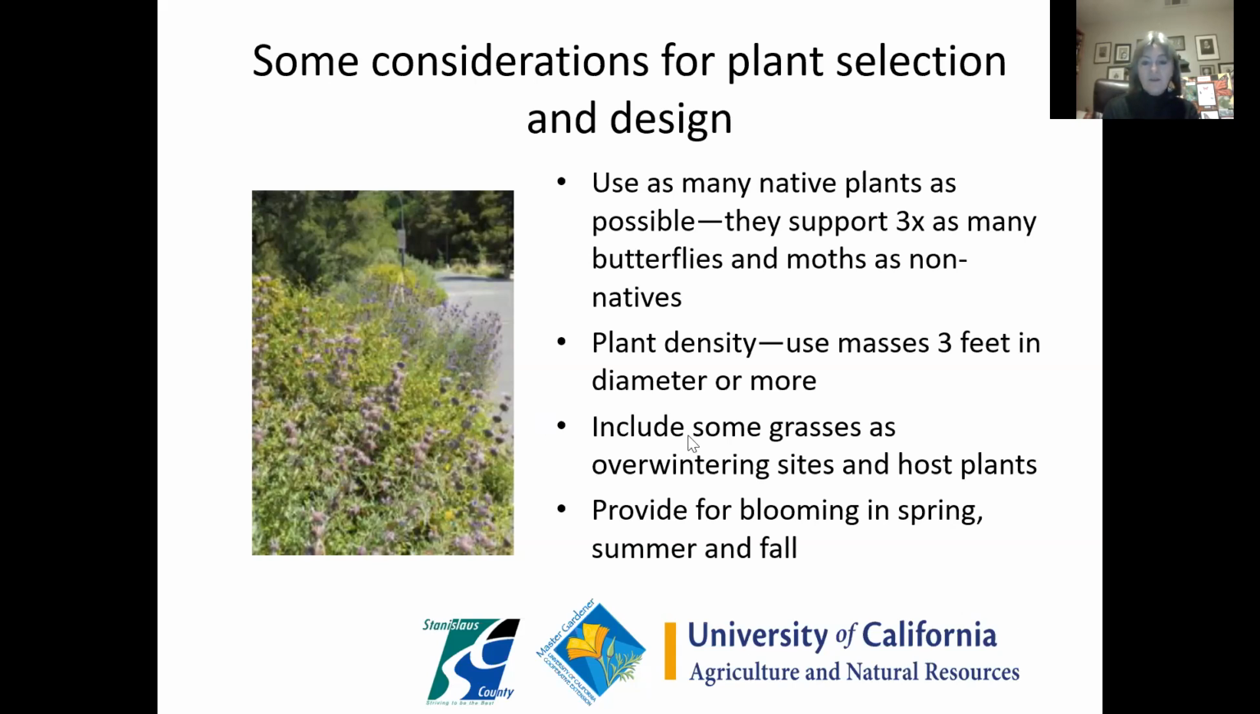Make sure that you provide blooms that occur in the spring, summer, and fall, because the butterflies are active during those 3 seasons. They appear in our area usually in April, when they migrate, and they're here possibly in the summer, and then they start back on their migratory paths in the fall. So all those seasons, they need plants that are blooming at that time for the adults to have nectar.